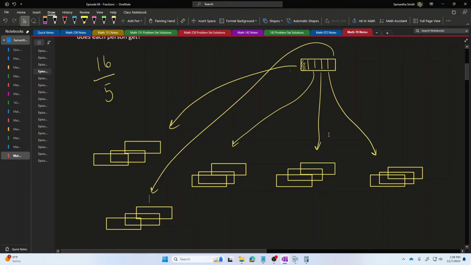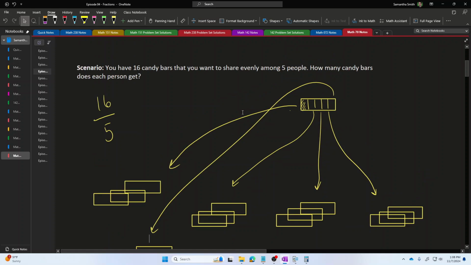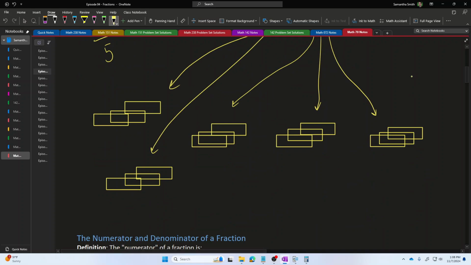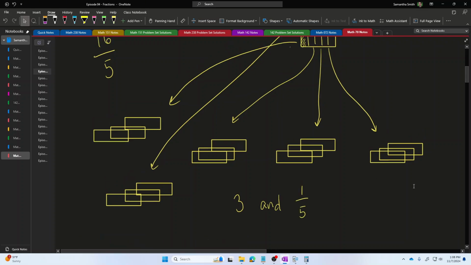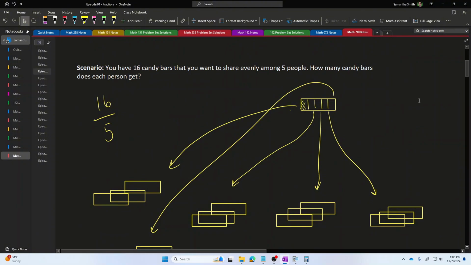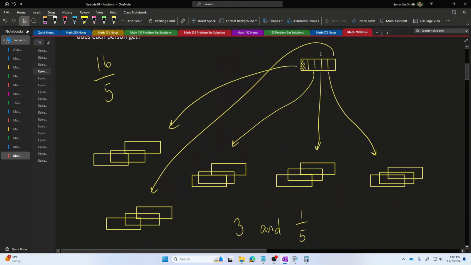So each person, if I try to split 16 candy bars among 5 people, is going to get 3 full candy bars, and they're also going to get one piece out of the 5 pieces into which I split this final remaining candy bar. One divided among 5 people, 1 piece out of the 5 pieces I made, 1 out of 5 would go to each person to distribute that last candy bar fairly.